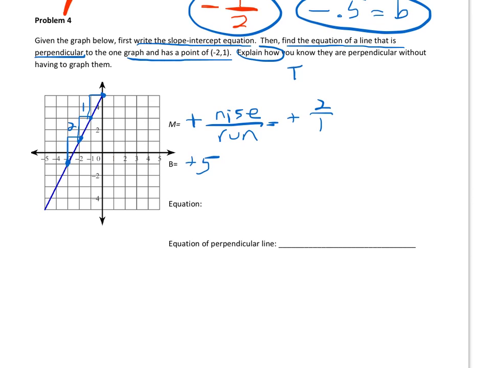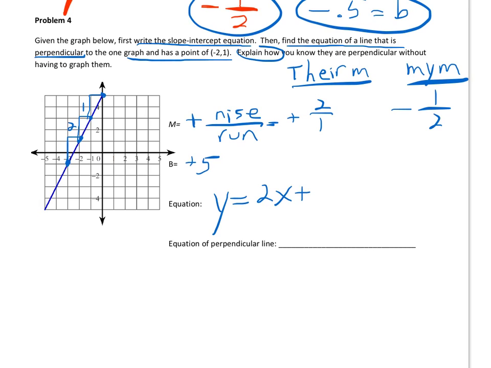This is their slope, because that's their line, right? Their m is 2 over 1. So what's my m? Well, my m is the opposite reciprocal. So it was 2 over 1, so now it's 1 over 2, negative. Okay? And their equation, we didn't write that out, was 2x plus 5. Okay? So now I got to find my equation.